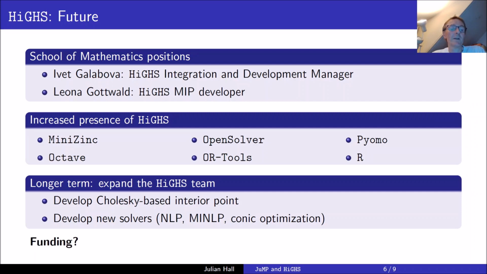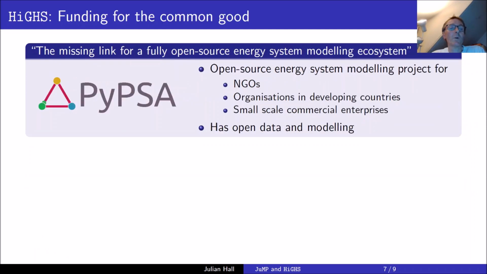One question underlying all this is how we fund it. My time may be free since I'm employed, but how do we fund everything else? Well, one thing which has happened recently is that HiGHS has been identified by the energy system modeling community as being the missing link for a fully open source ecosystem.